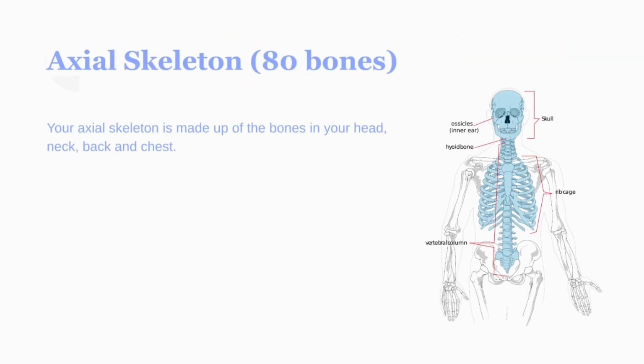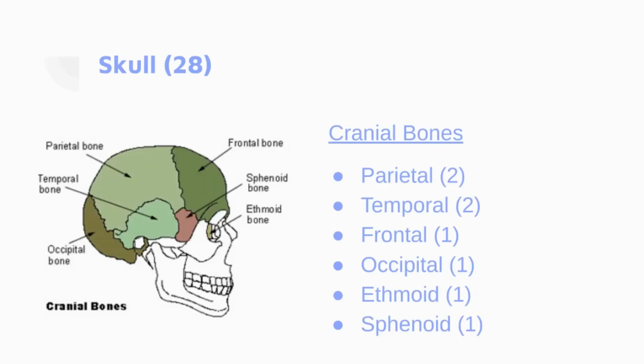To continue, I'll be teaching you the axial skeleton. There's 80 bones in the axial skeleton. Axial comes from the word axis, which means line, and all the bones in this part of your body are on your vertebrae, which is a line, basically. In this part of your skeleton, the bones are from your head, neck, back, and chest.